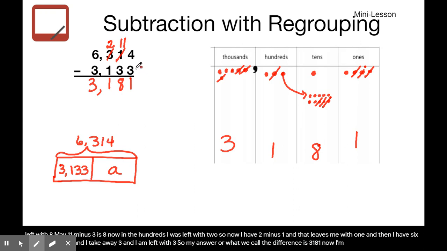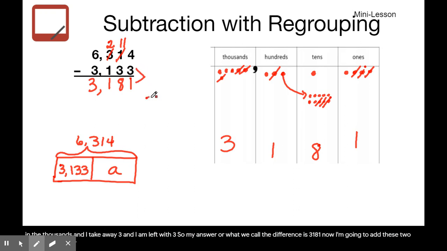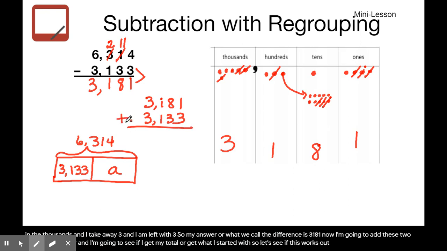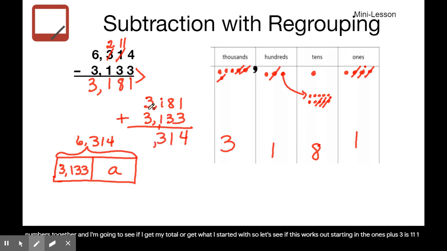Now I'm going to add these two numbers together, and I'm going to see if I get my total or get what I started with. So let's see if this works out. Starting in the ones, 1 plus 3 is 4, 8 plus 3 is 11, 1 plus 1 plus 1 is 3, and 3 plus 3 is 6. And I got exactly what I started with. So I know that I am correct.